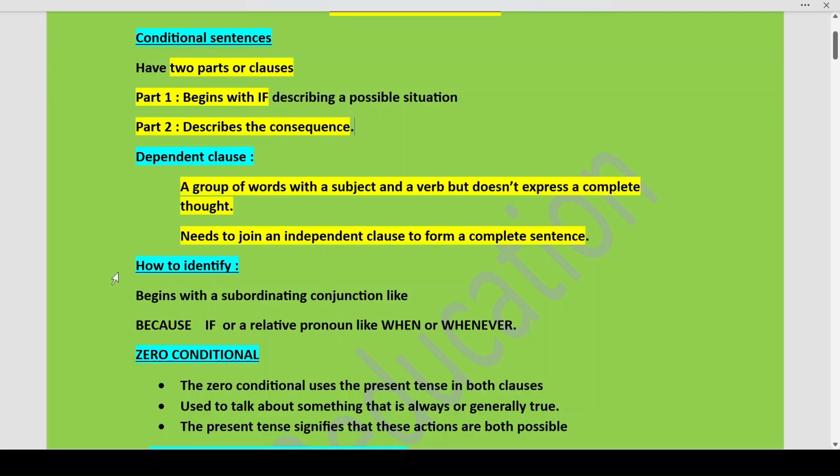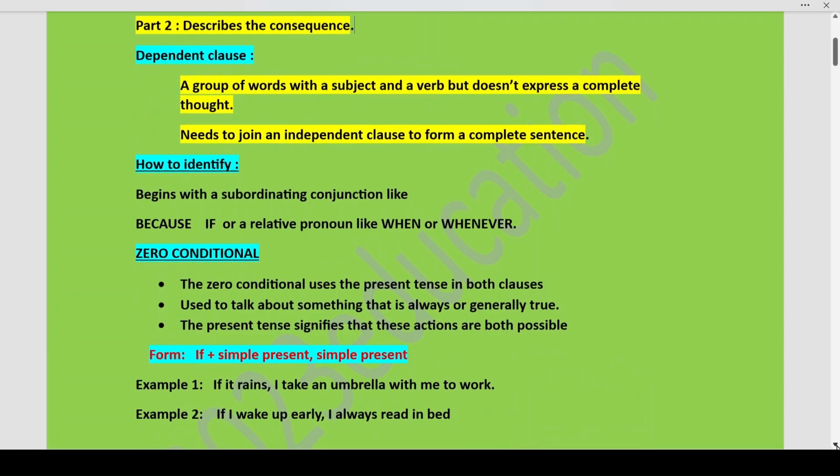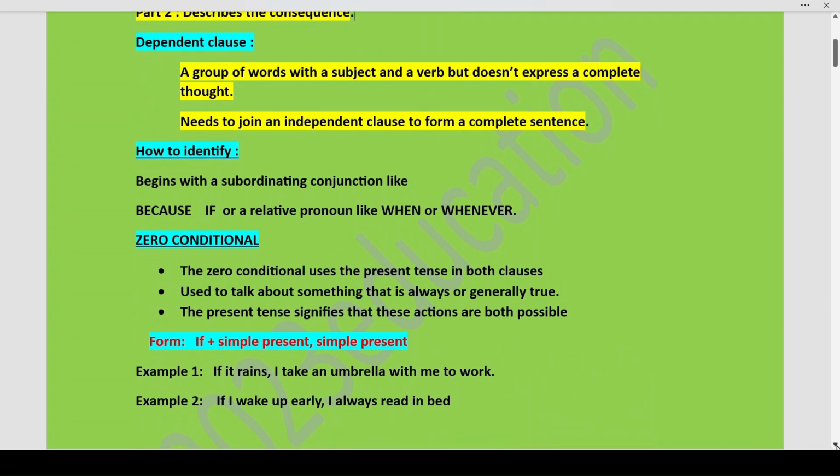So what am I saying? How can we identify conditional sentences? That means they will begin with a subordinating conjunction. What is a conjunction? Conjunctions are nothing but joining words or linkers. They will link two parts of a sentence. So these conditional sentences will begin with either because or if, or a relative pronoun like when or whenever.